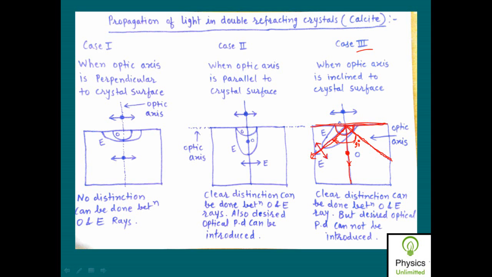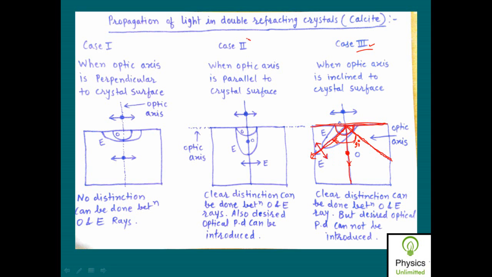So can we make a clear distinction between the ordinary ray and extraordinary ray with the case 3? Yes, sir, we can make the clear distinction. But can we introduce a desired optical path difference? No, sir. Why? The reason is they are traveling in different directions with different velocities, and therefore this case cannot be used to construct the retardation plate. Here we can just use this case to separate the ordinary ray and extraordinary ray. They will travel in different directions with different velocities, but we cannot use it to construct the retardation plate.